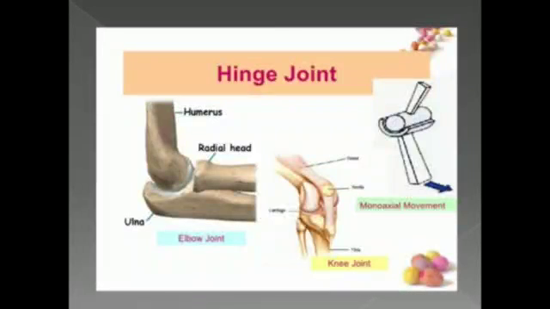See, here also some examples are there. The humerus, the radial head is there, with the ulna joint. Now, this is called monaxial movement. It means one-sided movement only. It closes and opens on one side.